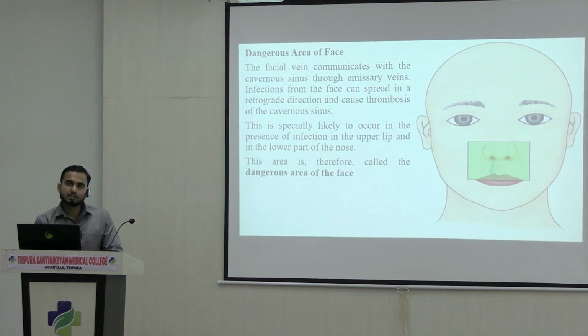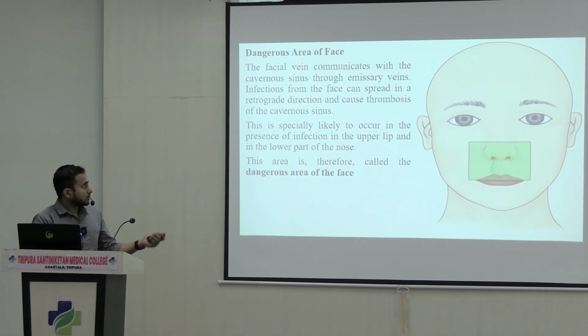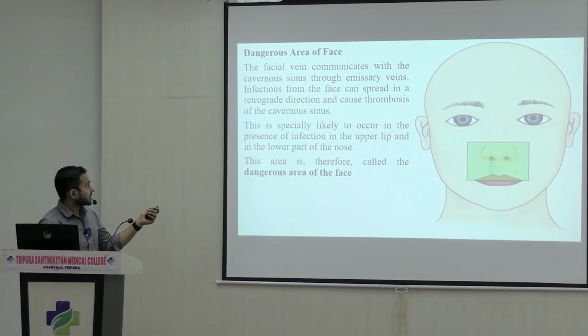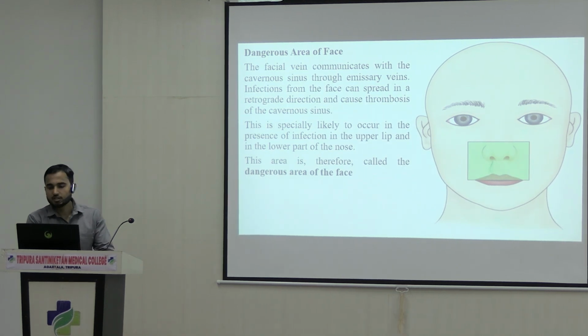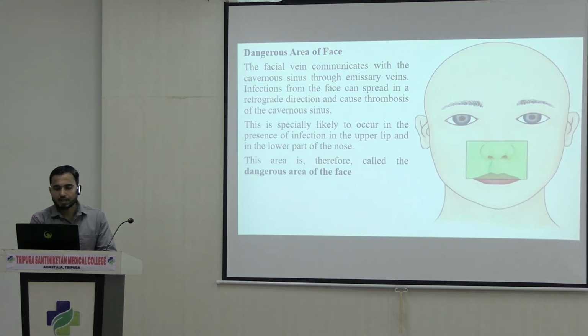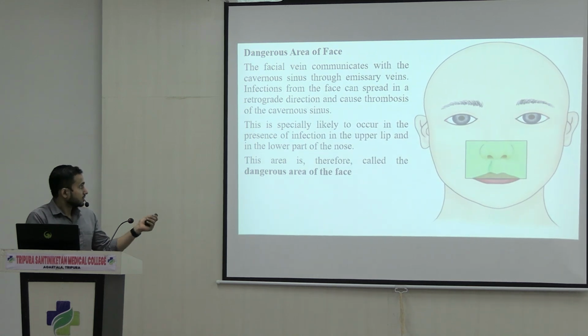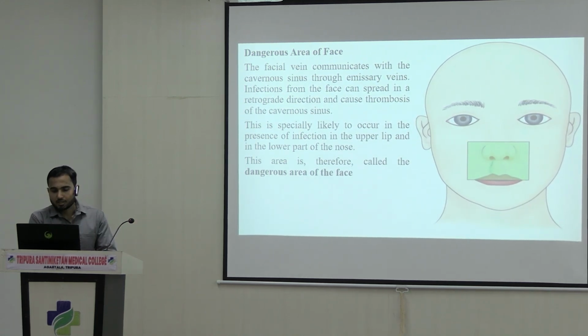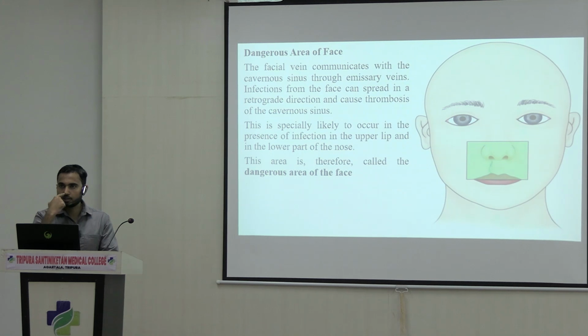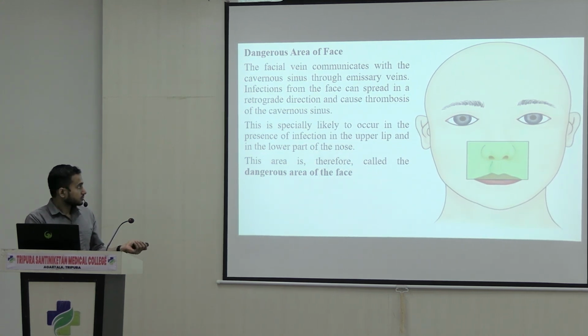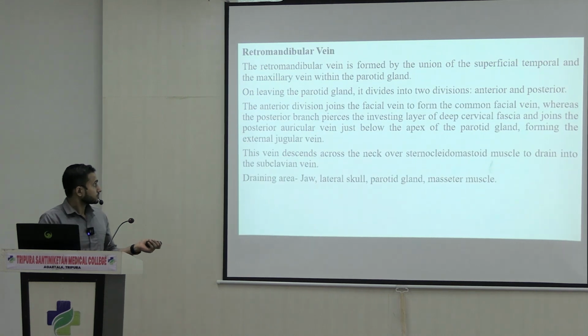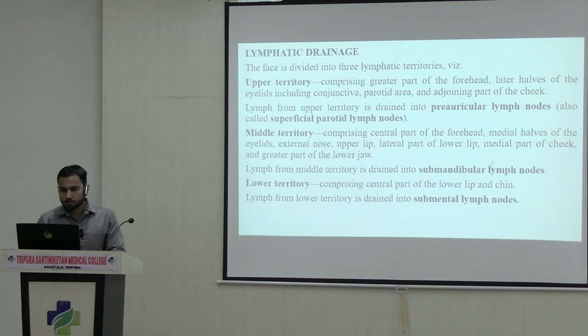Okay, so the dangerous area is because of the communication. You can see the facial vein communicates with the cavernous sinus through emissary veins. So infection from the face can spread in a retrograde direction. Retrograde direction means in the opposite direction. Okay, and cause thrombosis of the cavernous sinus. Now this is especially likely to occur in the presence of infection in the upper lip and the lower part of the nose. That's why this particular area is called the dangerous area of the face. So that is all about the venous drainage.